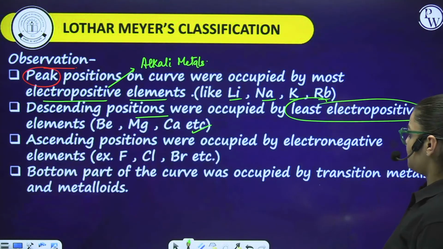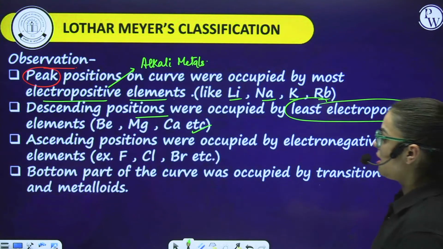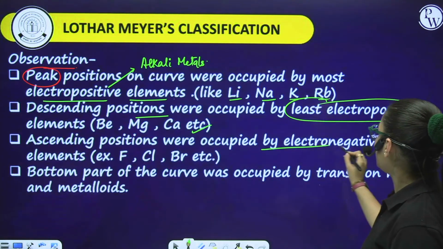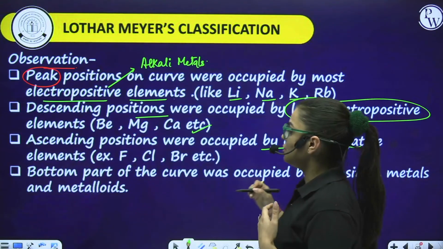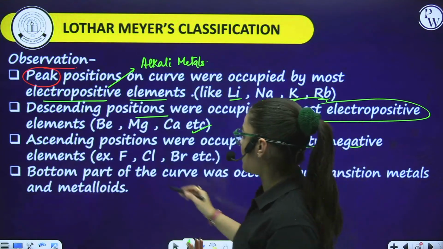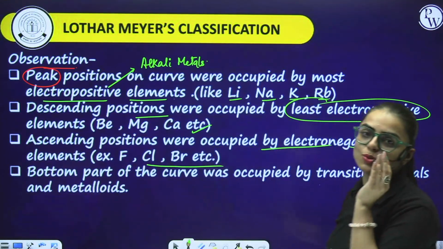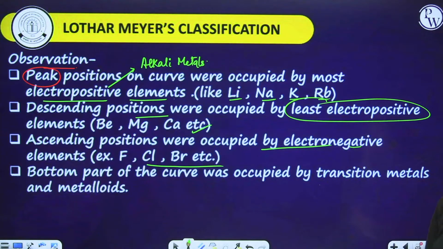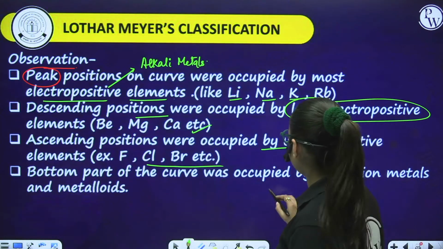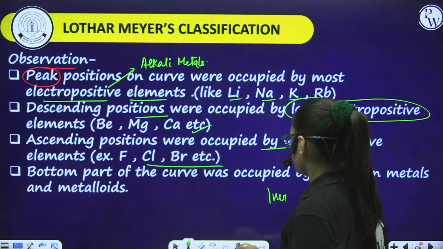Yes, everyone? Next, ascending positions were occupied by the elements which are electronegative elements. For example, fluorine, chlorine, bromine, all the halogen atoms that you can see, right? Clear, students, all the halogen atoms. Remember, inert gases were not there.